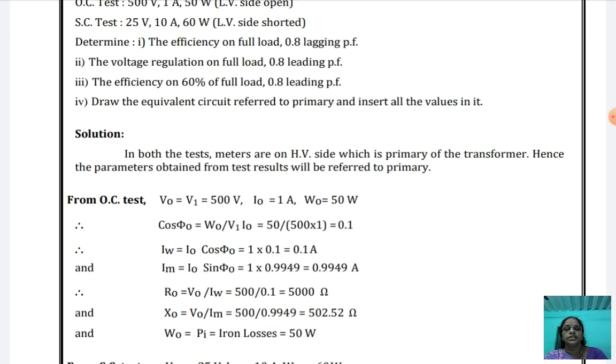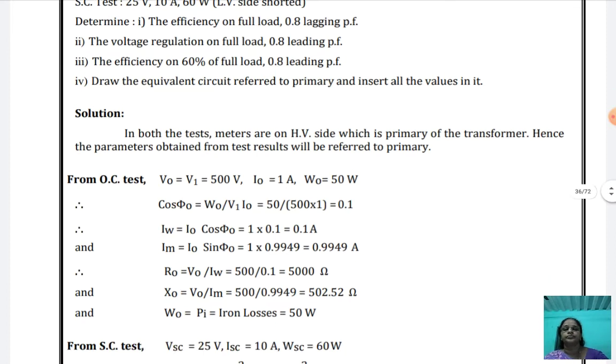That is the resistance and reactance of the existing circuit, that is the no load equivalent circuit parameters only, R0 and X0. The formula: R0 is equal to V0 divided by IW, X0 is equal to V0 divided by Im or Imu. So you can substitute in these values, and we get the R0 and X0 values.